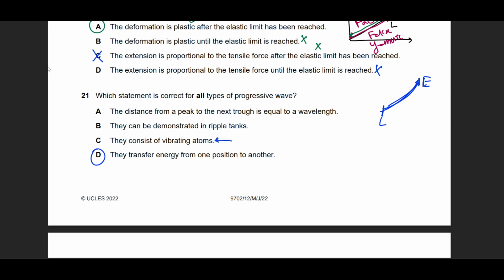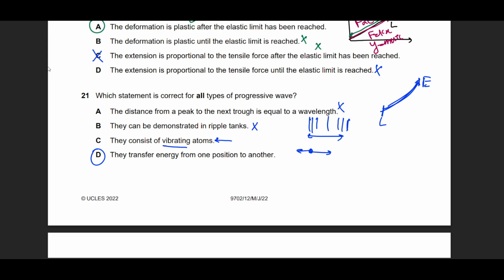But in terms of longitudinal waves or sound waves, it's from rarefaction to rarefaction, compression to compression. So this option does not apply to them. Sound waves cannot be demonstrated in a ripple tank, but it's a progressive wave. It carries energy from one point to another. When anyone is speaking, the air particles are carrying energy. They consist of vibrating atoms. Vibration is a word dedicated to to-and-fro motion, forward and backward, in limited space.